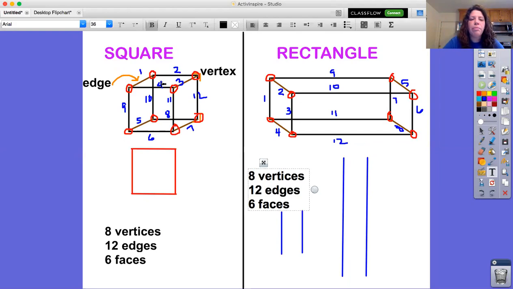So one more time, this is an example of our cube. It is a 3D figure. It is made up of 6 square plane figures. This is our rectangular prism. It is made up of 4 rectangular plane figures and 2 square figures.